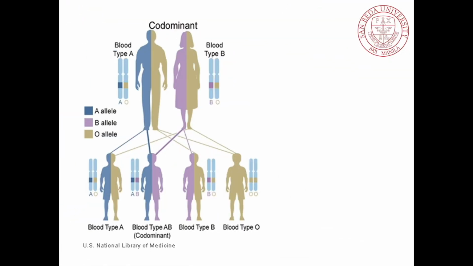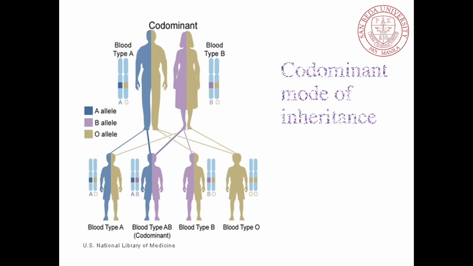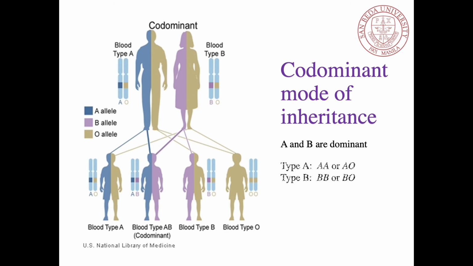Now, let's try to understand the mode of inheritance of ABO blood groups. Codominance in genetics means that neither allele can mask the expression of the other allele. The human ABO blood group system exhibits codominance. The system consists of three alleles, A, B, and O. Both A and B are dominant in relation to O, and therefore, blood group A can have the genotype AA or AO, and blood group B can have the genotype BB or BO.